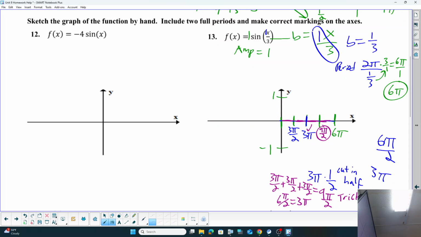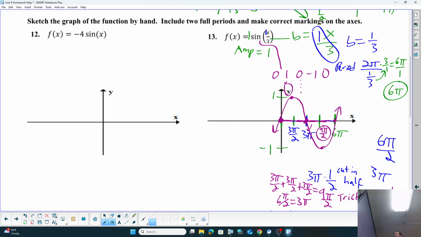Okay, so what is sine again? What is sine for our y values? Sine is 0, 1, 0, negative 1, 0. So we go 0, 1, 0, negative 1, 0. There's your graph with the correct period. Don't forget the arrows go on forever there.